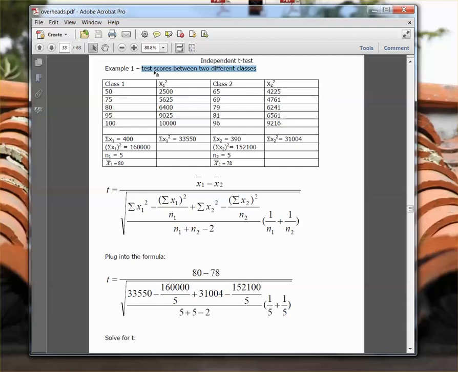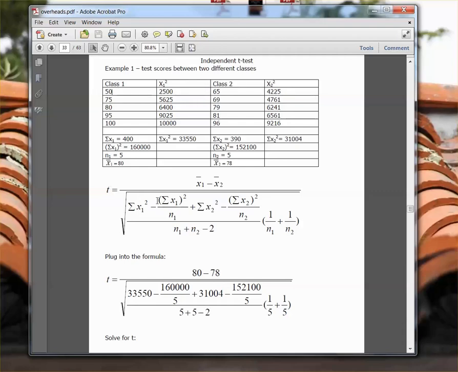On the first column, you can see these are the actual test scores for our different members of class 1. So 50, 75, 80, 95, and 100. And then in class 2, we have 65, 69, 79, 81, and 96. This is the data that we're actually analyzing. I have some additional stuff here, which I'll explain in a second. But this is the actual data. Two different groups. People in class 1 are not in class 2.